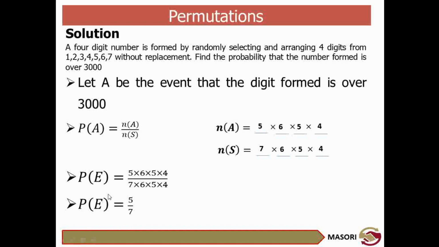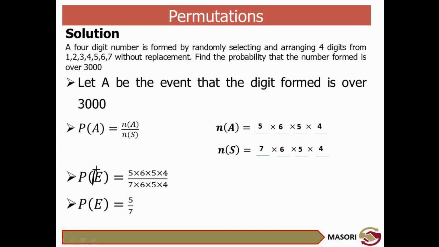So even here, this should be A. Okay, let's do that together. So we're saying this is A, and this is A. So we are finding the probability that the number formed is over 3,000, and we said let A be the event that the digit formed is over 3,000. That probability is 5 over 7.